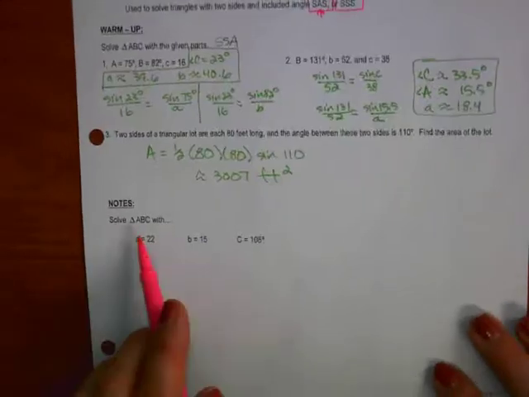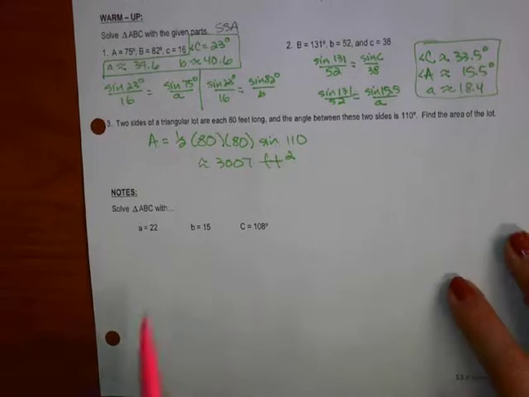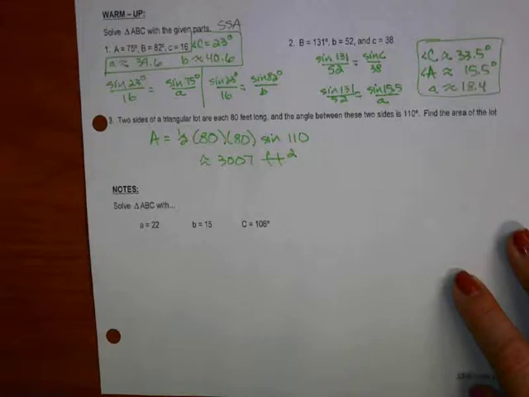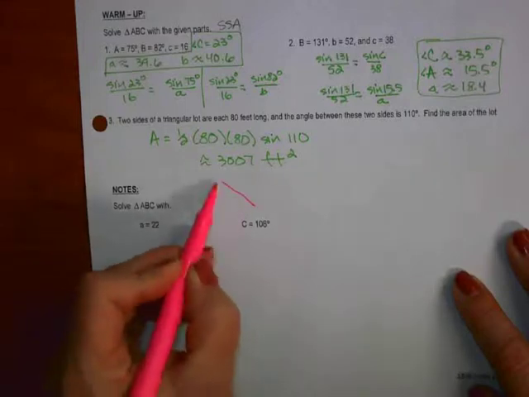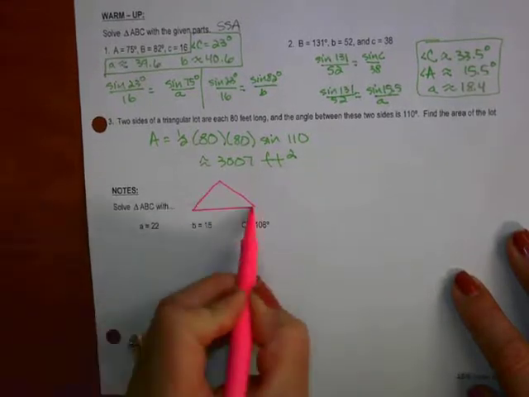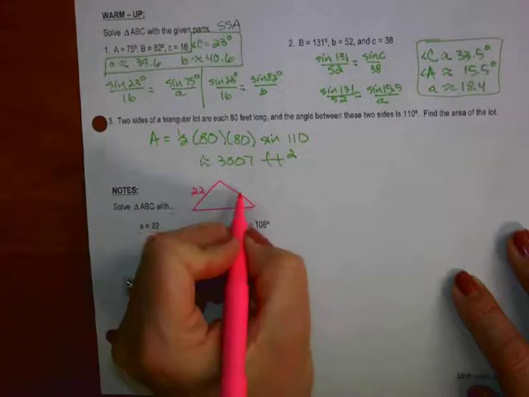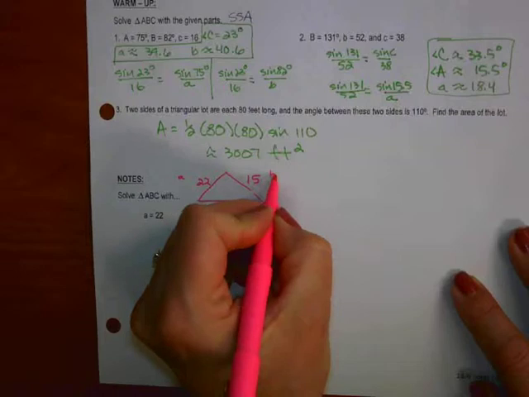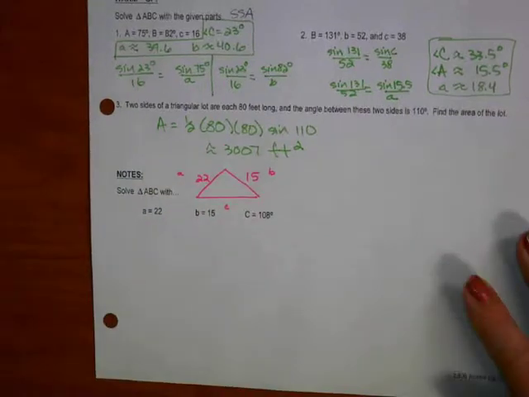So let's come down here. Solve triangle ABC with side A, side B, and angle C. And you may say, well, how do I know? Well, if you don't know, then draw yourself a little picture. I did. Kind of helps. Okay? So I'm going to say that's 22. I might be a little off scale, but that's all right. That's 22. This is A. This is B. That means C is down here, right?